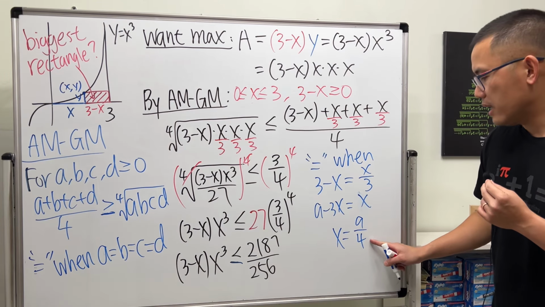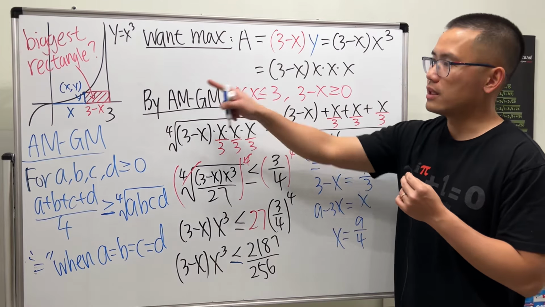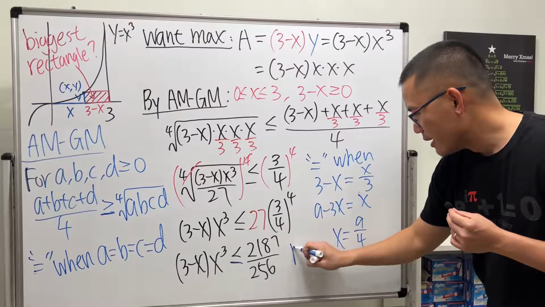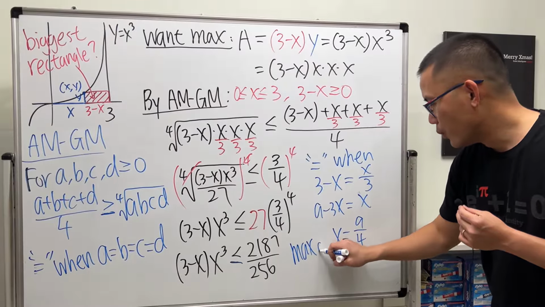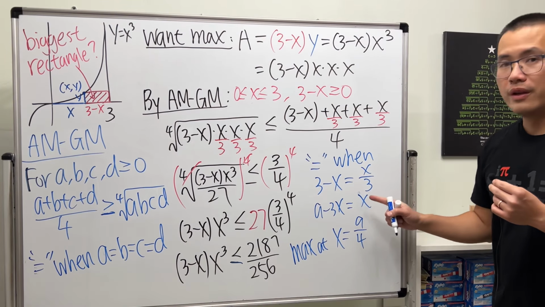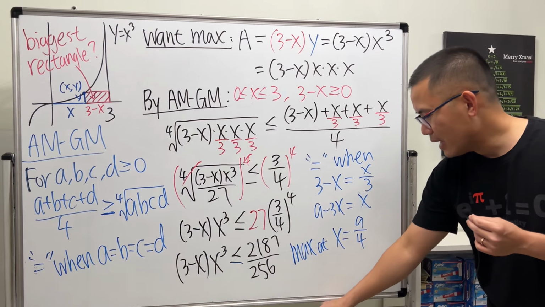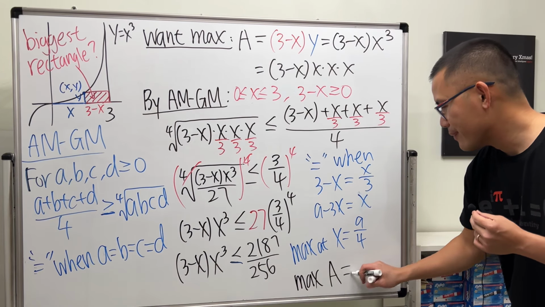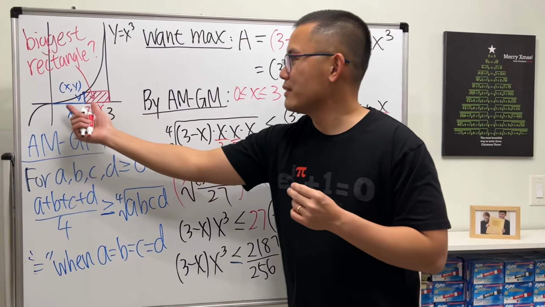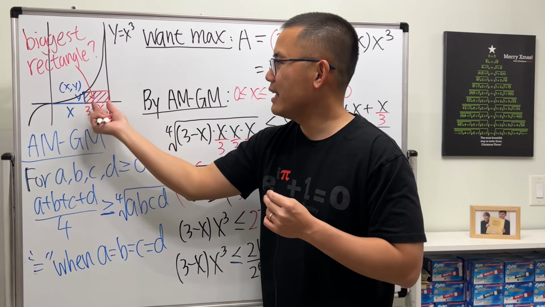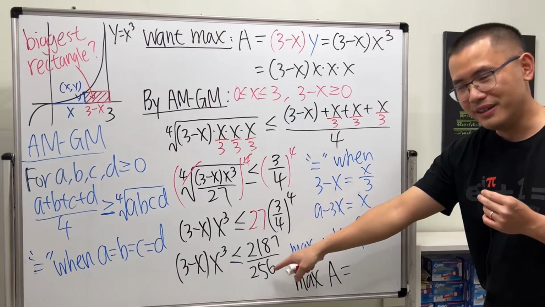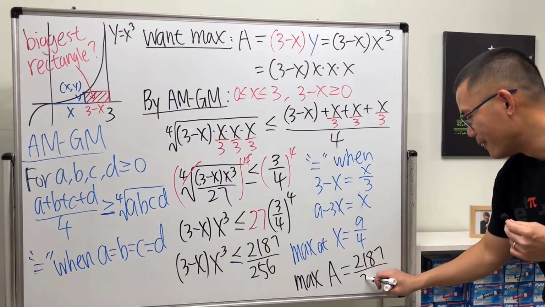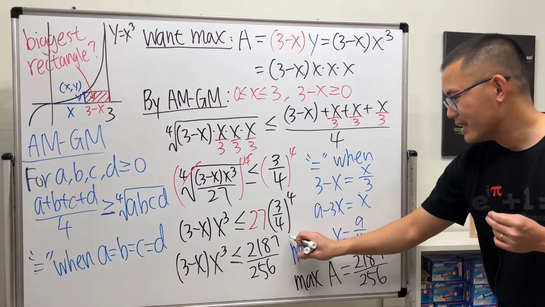And you see that x is in between 0 and 3. That's exactly what we needed over there. So the maximum will be at x equal to 9 over 4. And I will also tell you the maximum area. Just plugging 9 over 4 here and you can get the height and you can compute this. Or it's just right here: 2187 over 256. And that's it.